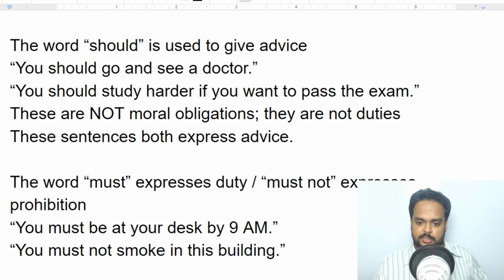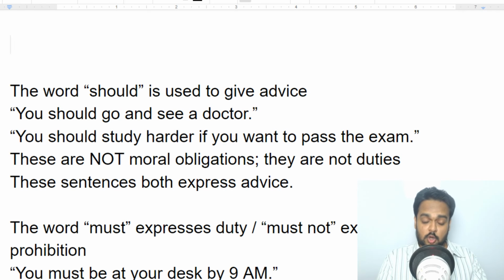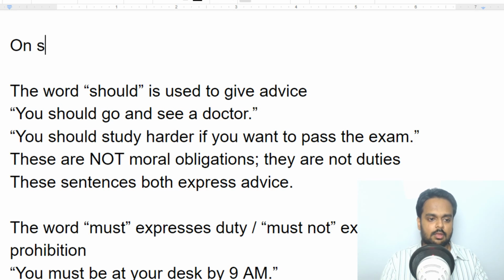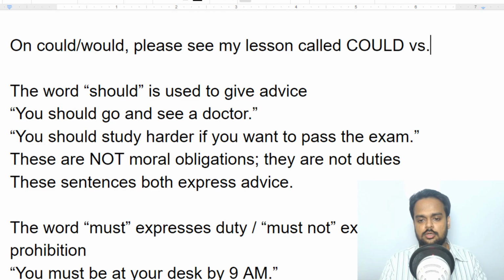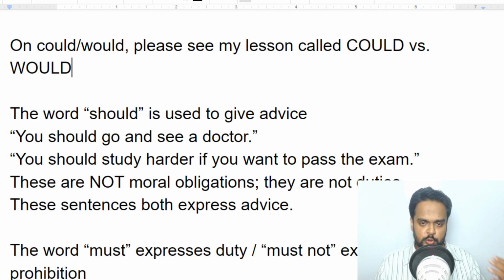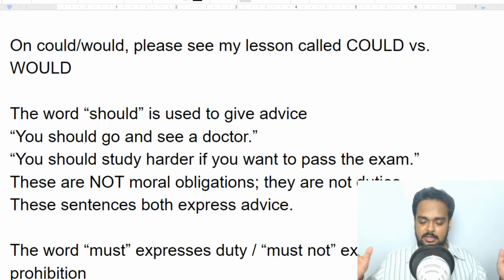Amit asks, could you explain the uses of could and would? Now, the uses of could and would are quite complicated, so on the difference between could and would, please see my lesson called could versus would. I explain the two verbs in great detail. I go through several examples. I explain all the uses of these two verbs, so please go and have a look at that lesson. The reason I don't want to take this question here is there's so many uses, and it's such a big topic that you will benefit more by watching the detailed video.